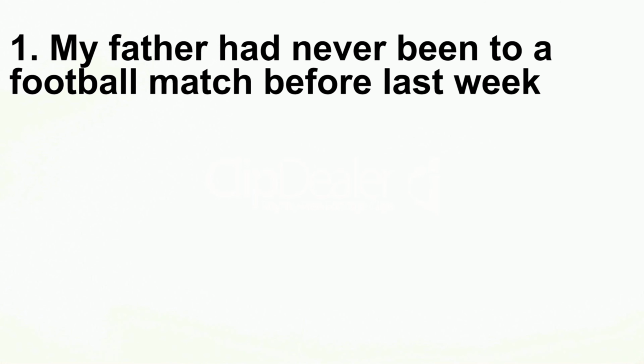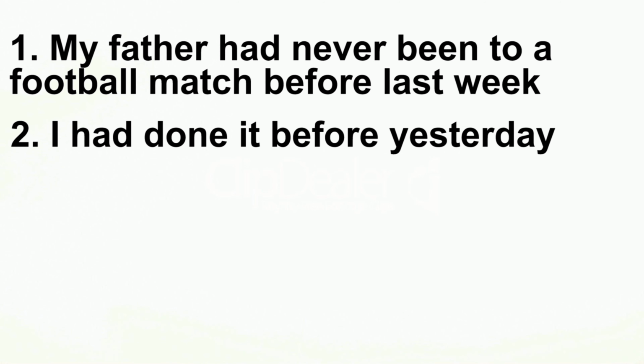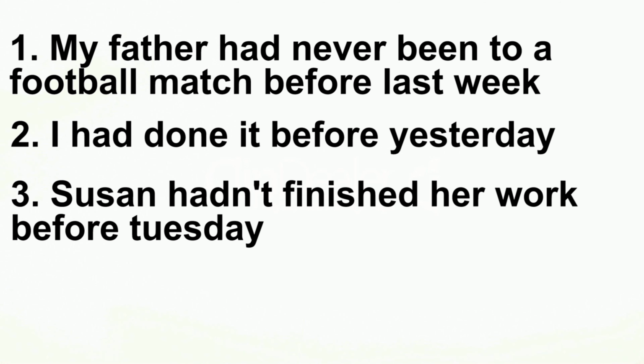Now, the case number 2, guys, or the example number 2 is I had done it before yesterday. So here is simple. I just had done it before yesterday. Yesterday is the precise time in the past. And the last example is Susan hadn't finished her work before Tuesday. So Tuesday is the precise time in the past and she hadn't finished it before Tuesday. So here we use past perfect too.